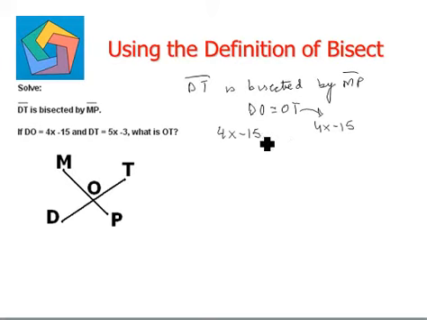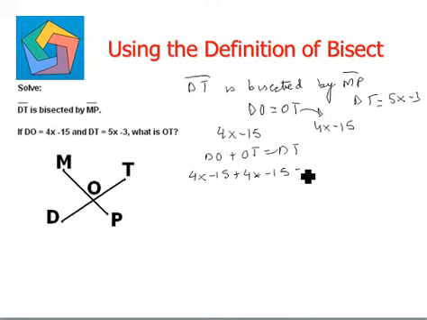Now let's find the value of x to get the numeric value of OT. DT is given to us as 5x minus 3. So DO plus OT equals DT. We plug in the values: 4x minus 15 plus 4x minus 15 equals 5x minus 3. We combine the like terms. 4x plus 4x is 8x. Negative 15 minus 15 is minus 30, equals 5x minus 3.